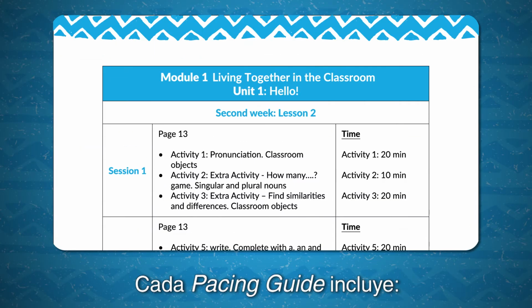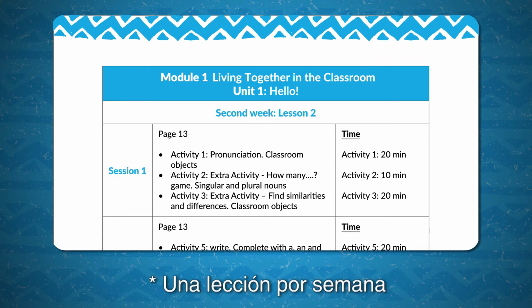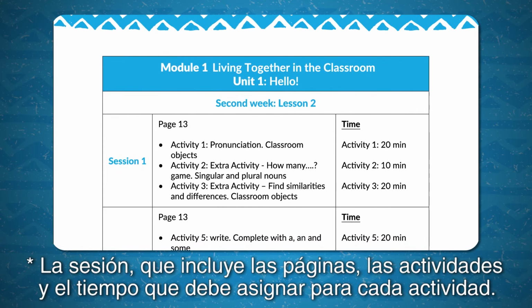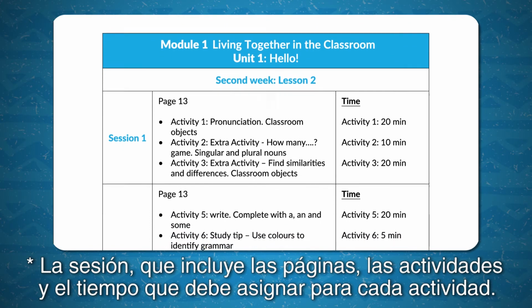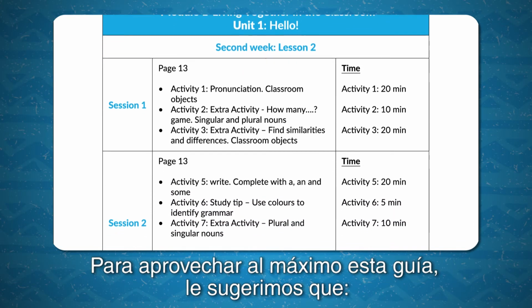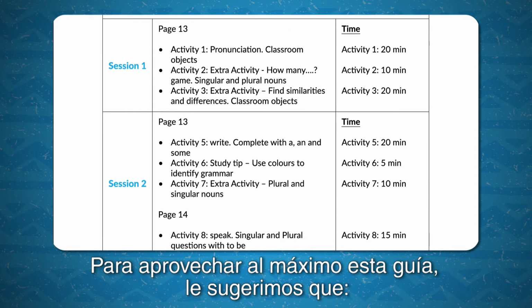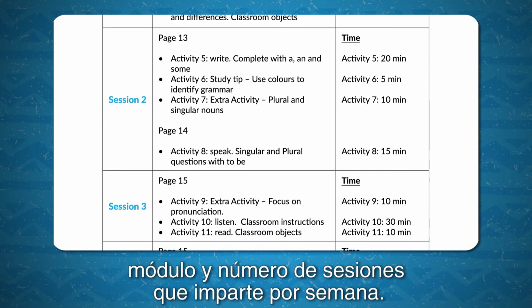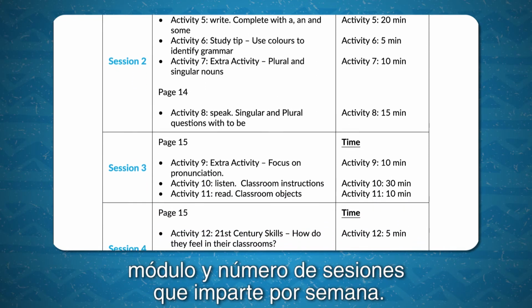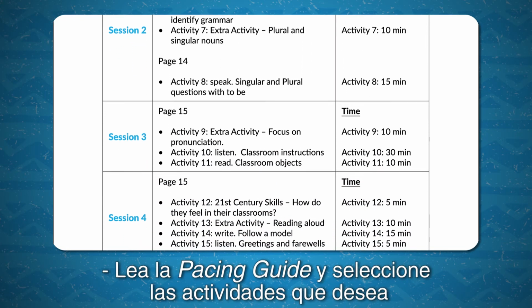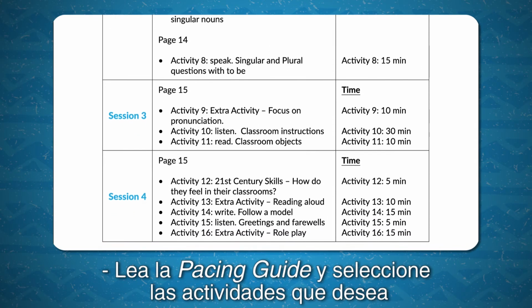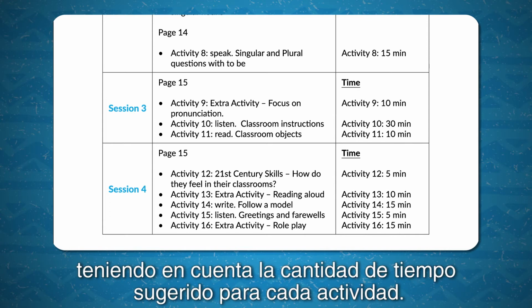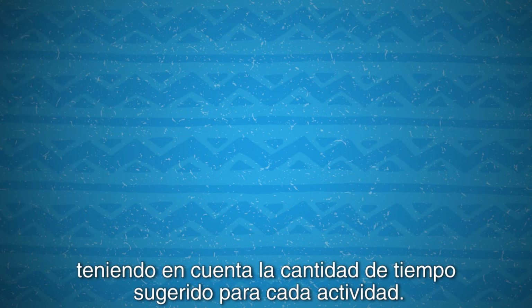Each pacing guide includes the name of the module, 1 lesson per week, the session, which provides the pages, activities, and the time you should allot for each activity. In order to get the best out of this guide, we suggest you choose the pacing guide which corresponds to the level, module, and number of sessions you teach per week. Read through the pacing guide and select the activities you want to teach and introduce them as presented in the pacing guide, taking into account the amount of time suggested for each activity.